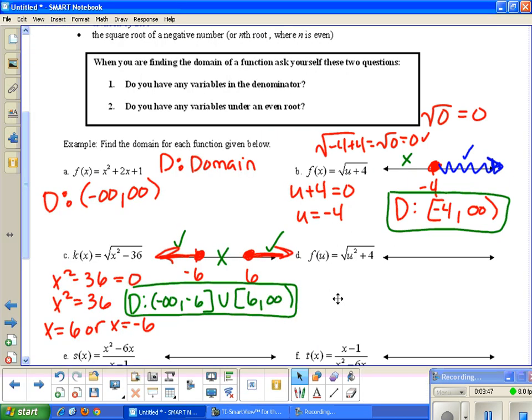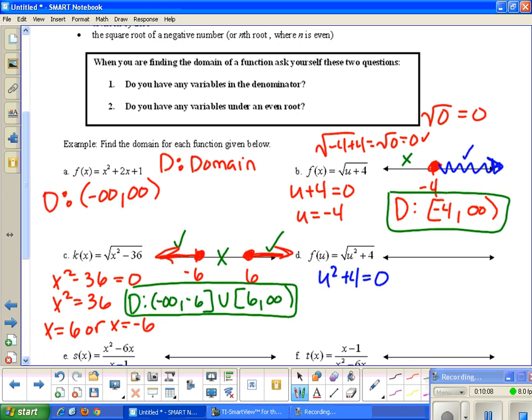Now for the next one, again, ask yourself the two questions. Do you have any variables in the denominator? No. Do you have any variables underneath an even root? Yes. So that means we have to be careful and check our domain. For this, I take what's underneath here, which is u squared plus 4, and set it equal to 0 because I can have 0 in my numerator.